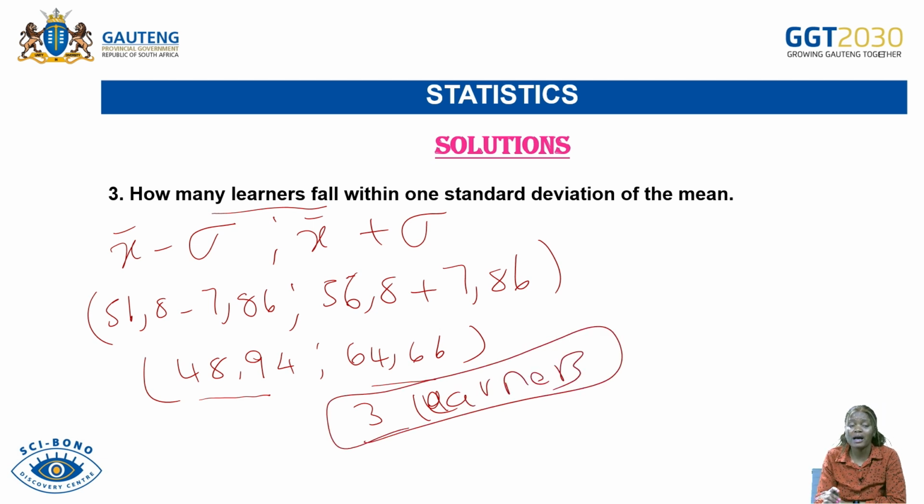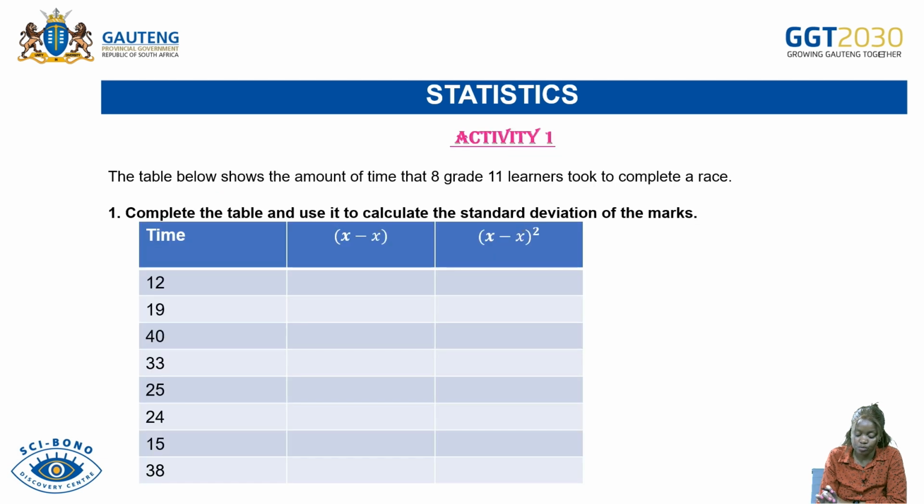Sometimes the question could come as how many learners fall outside one standard deviation. So if it's outside, you will be checking the number of learners that got marks that are less than 48,94 and marks that are above 64,66. So always, if it's within one standard deviation, it should be between the mean bar minus your standard deviation and your mean bar plus your standard deviation. I hope you understand that one.